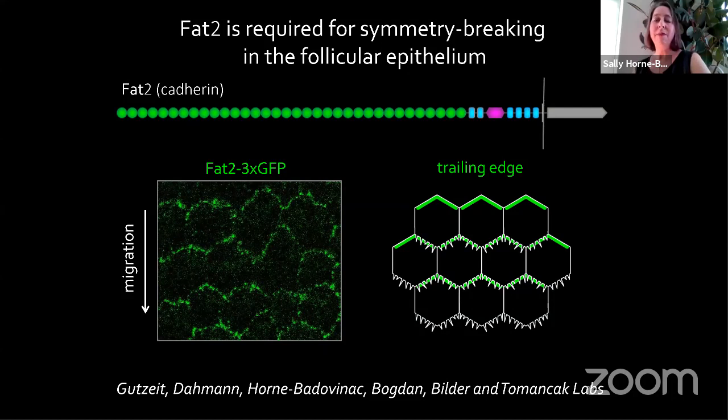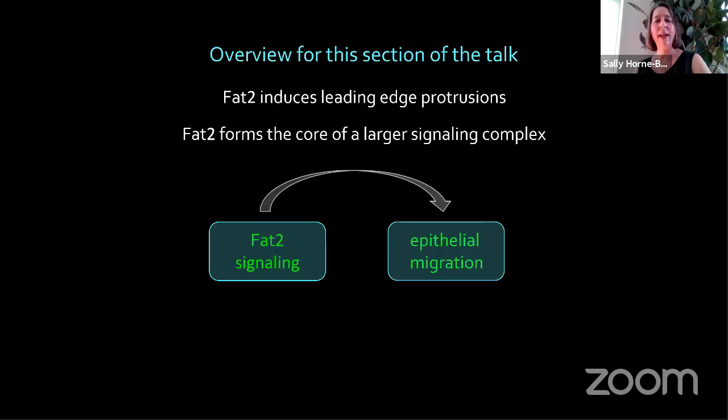And even though I'm going to be focusing on the work on FAT2 from my lab, I'd like to quickly point out that this protein has been studied in the follicle cells by a number of different labs over many years. But in the context of this talk, what I'm going to tell you about is that FAT2 sits at the trailing edge of the cell and it induces the formation of leading edge protrusions in the cell behind. And in doing this, it's forming the core of a larger signaling complex.